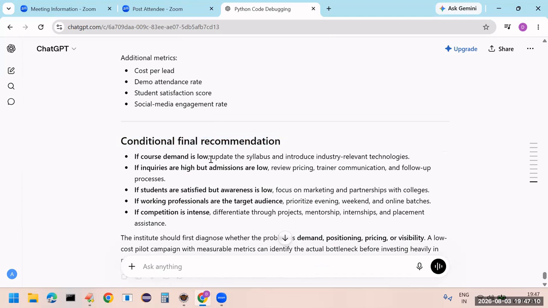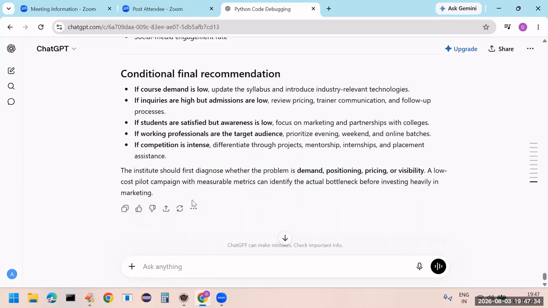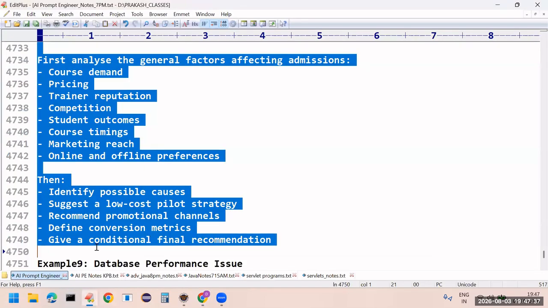If course demand is low, update the syllabus and introduce industry relevant technologies. If inquiries are high but admissions are low, review pricing, trainer communication, and follow up process. If students are satisfied but awareness is low, focus on marketing and partnership with colleges. If working professionals are the target audience, prioritize the evening, weekend, and online batches. Like that. So now no other person is required to solve your problems. Clear, everyone? Please confirm.